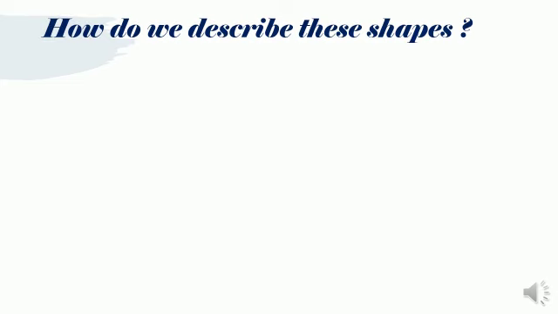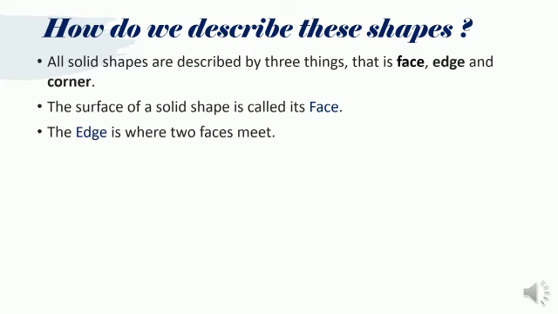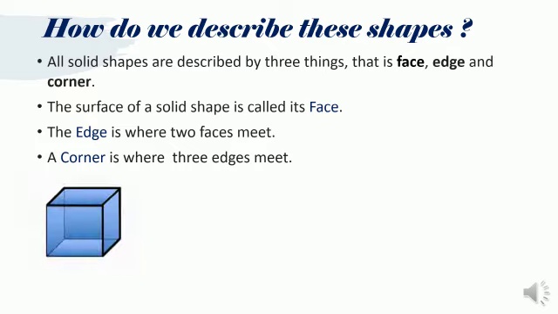How do we describe these shapes? All solid shapes are described by three things: face, edge, and corner. Let us learn these three things. The surface of a solid shape is called its face. The edge is where two faces meet, and a corner is where three edges meet. So let us understand this, children, by taking an example of a cube.